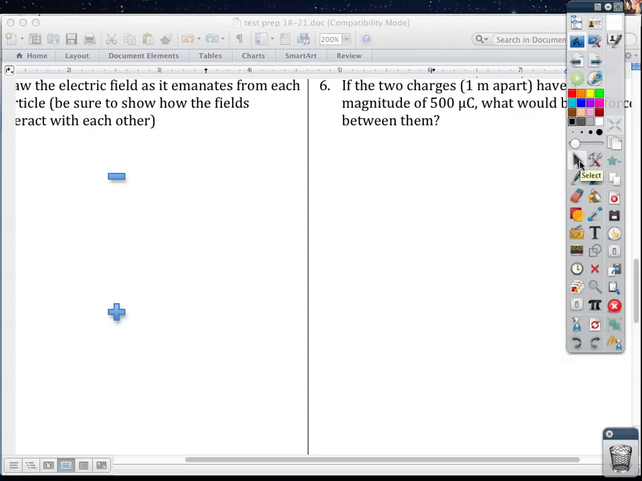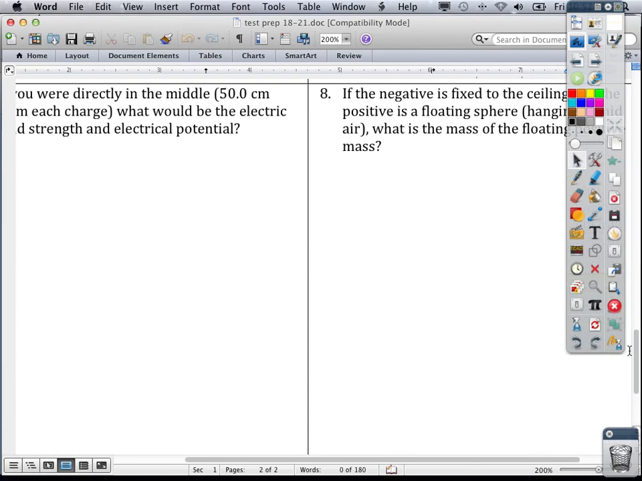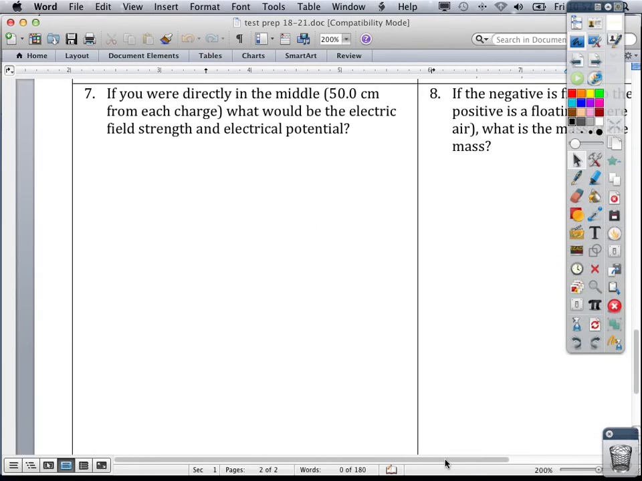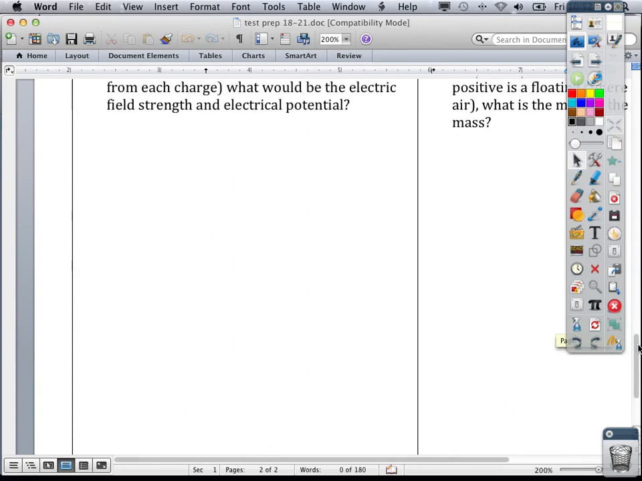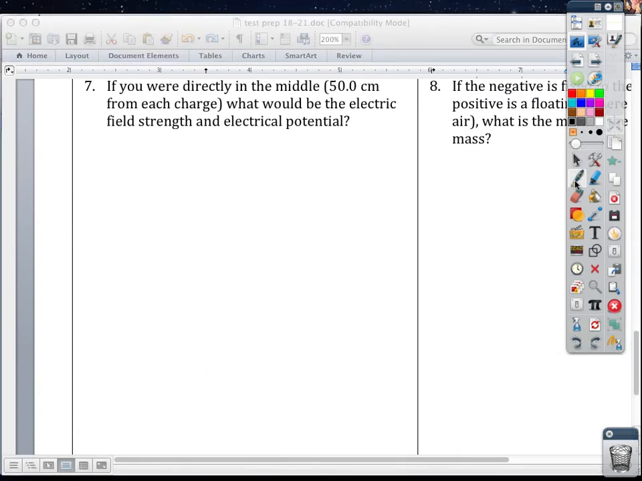I can always get the questions right. Okay, so here we go. Question number 7. If you were directly in the middle of each charge, what would the electric field strength be? All right, so here's a minus, here's a plus, and here's you. X marks the spot. So the question: what is the electric field strength?